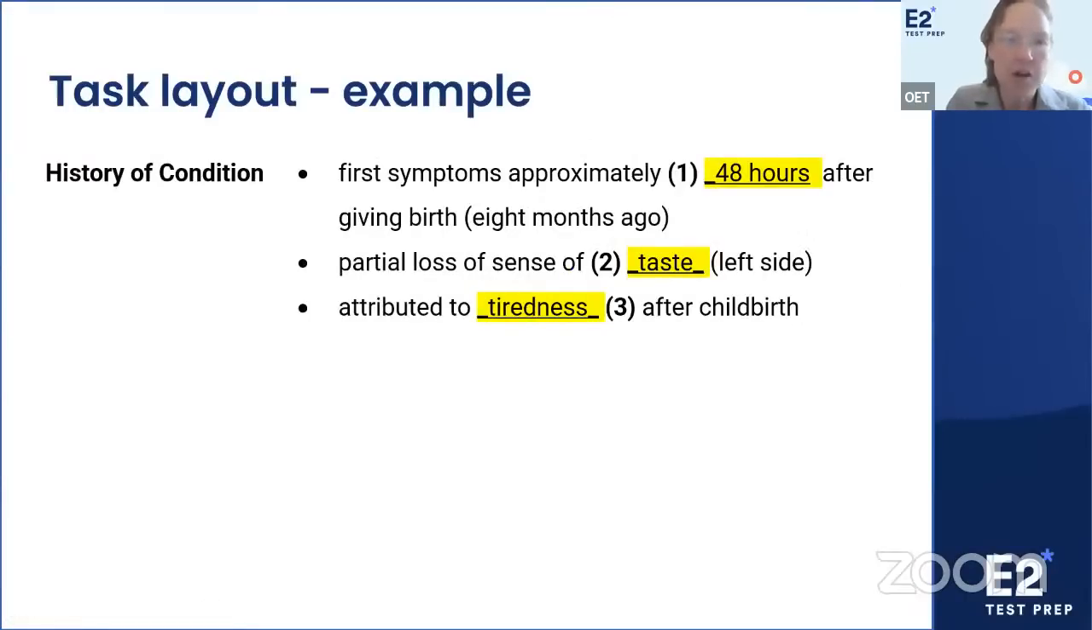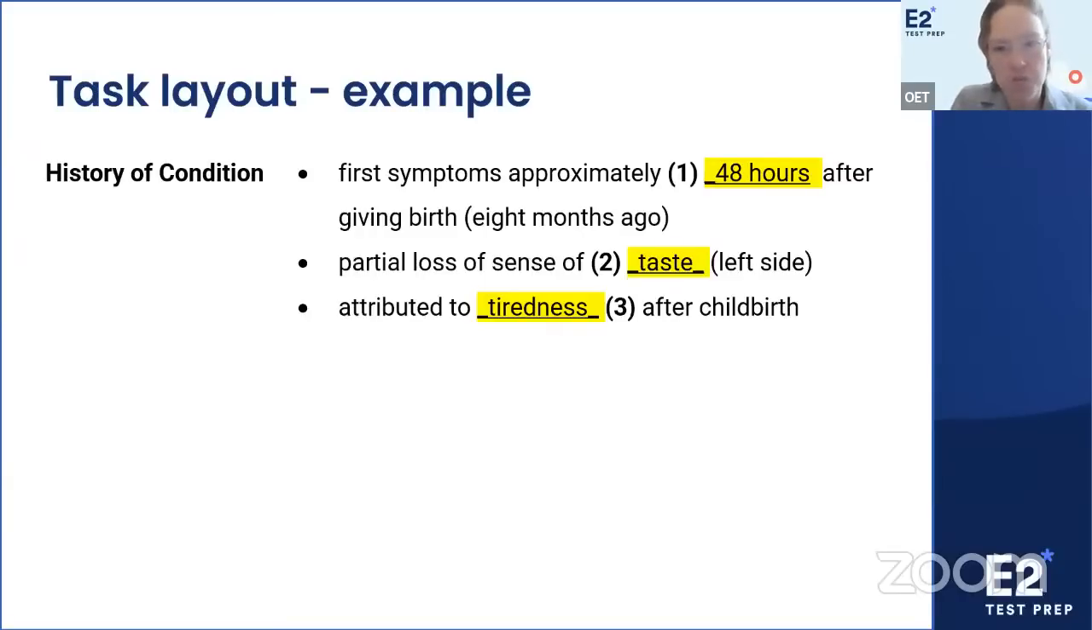Here is an example of the layout you'll see in the exam. Okay, so for example, we've got the first three questions answered with the words 48 hours, taste, and tiredness. And they relate to the history of the condition. And you can see you've got these partially completed notes.